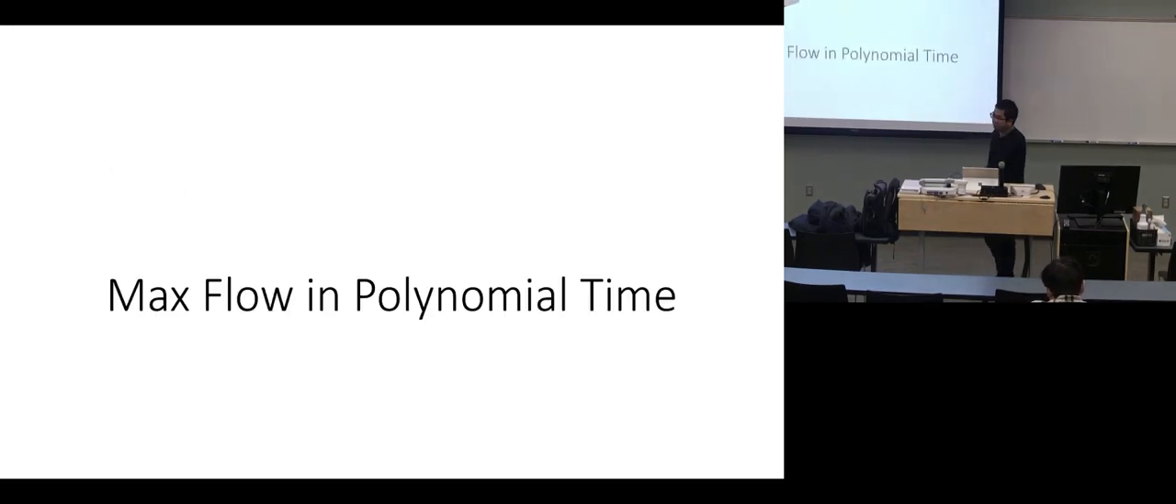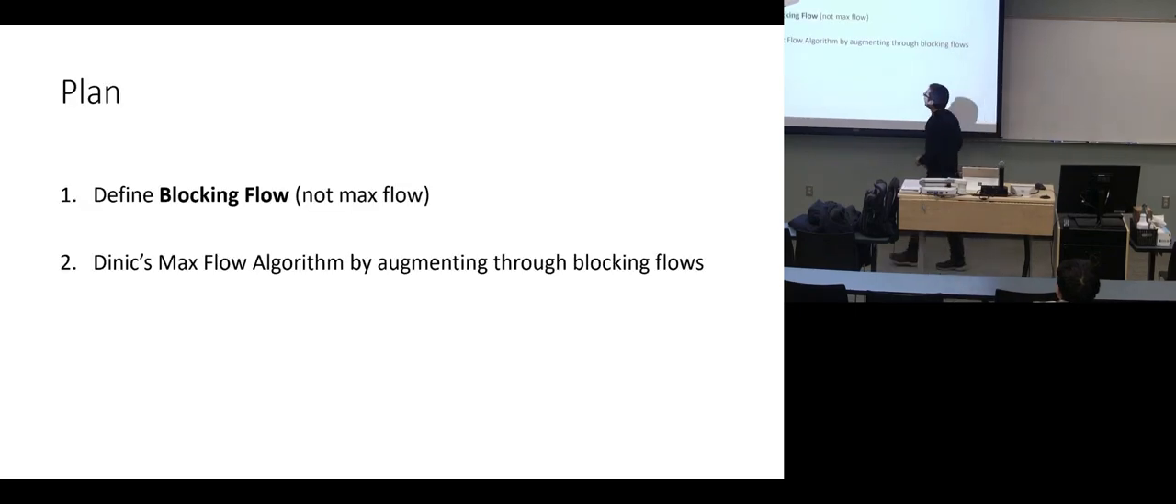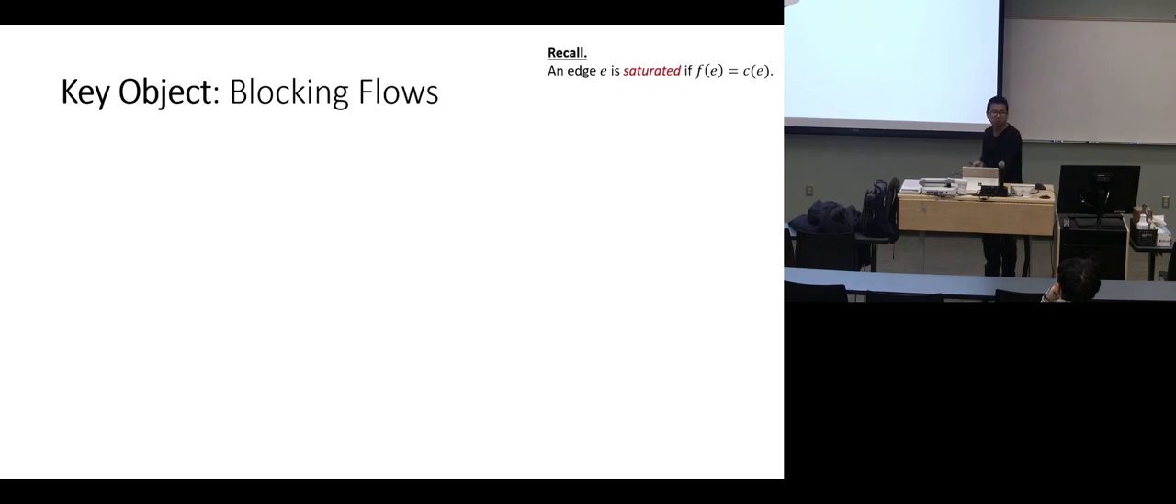So what we want to do next is a Maxflow algorithm that really runs in polynomial time. My plan is to define something called blocking flow. This is not Maxflow. But then we're going to look at the algorithm by Dinic that actually runs in polynomial time, and the way to do it is to augment the flow, not through just one path, but through this thing, blocking flow. So we don't just augment through one path at each time. That's the plan. So let's see what blocking flows are.